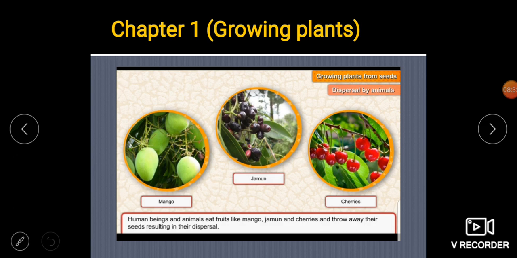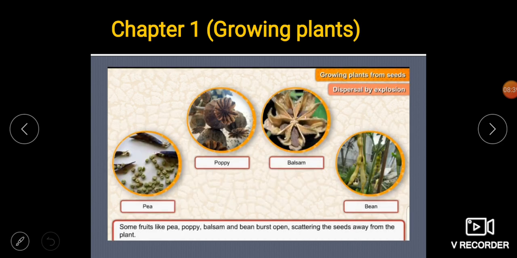Human beings and animals eat fruits like mango and cherries, and throw away their seeds. They also result in seed dispersal and germination. Some fruits like pea, poppy, balsam, and bean burst open, scattering the seeds away from the parent plant.